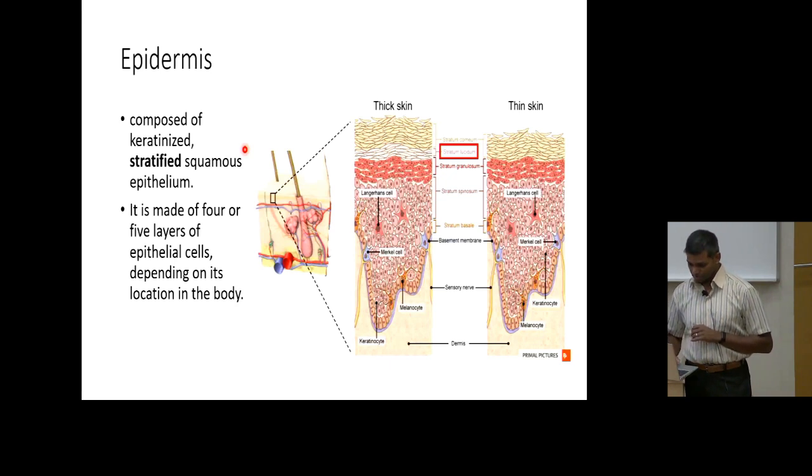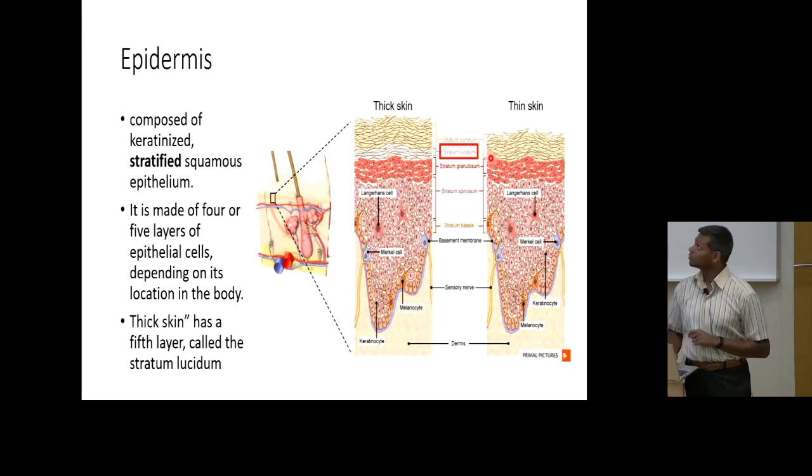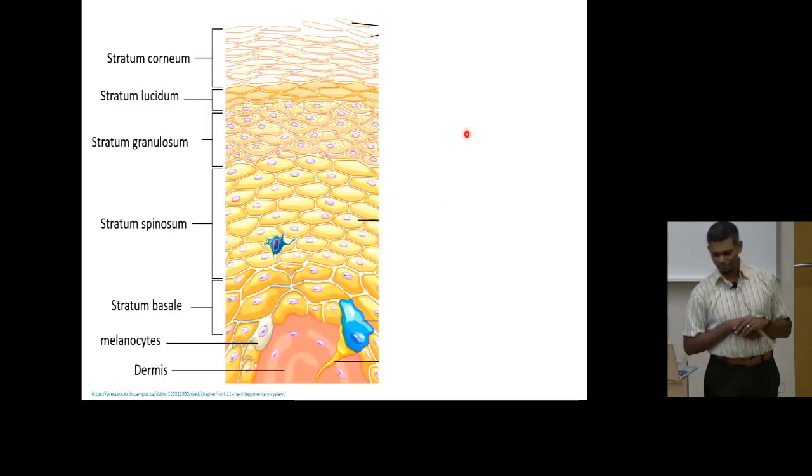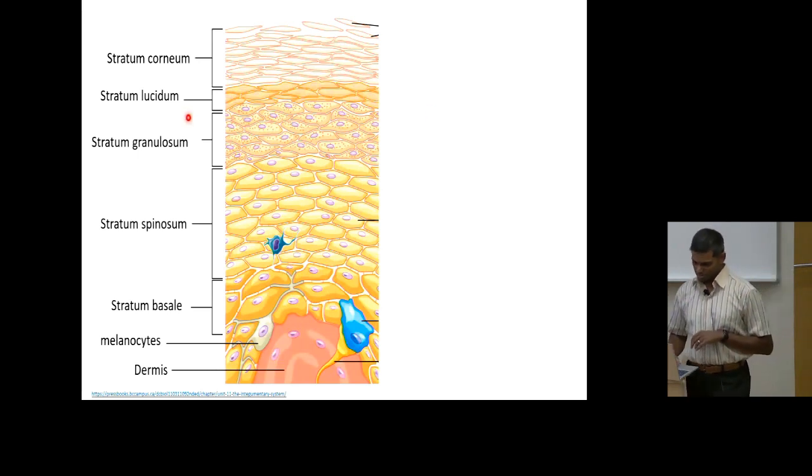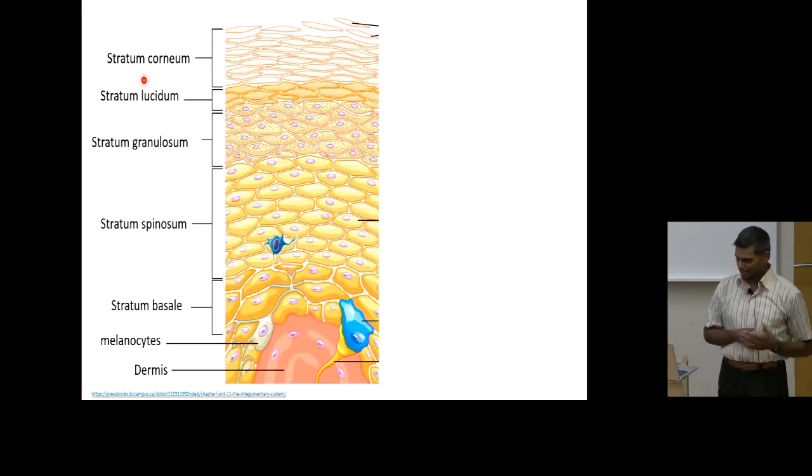So if it's the thick skin, it's going to have 5 layers because there is an extra layer known as stratum lucidum, which I've shown in the box here. Whereas if it's the thin skin, there will only be the 4 other layers. So what are these 5 layers? You have stratum corneum, lucidum, granulosum, spinosum, and stratum basale. Now notice that each of these layers has the name stratum before the second name, because stratum just means layer.